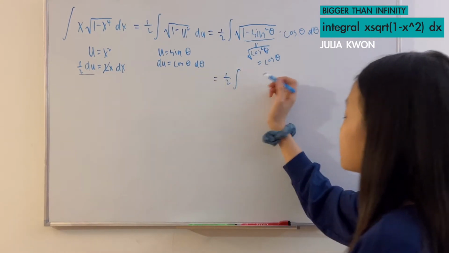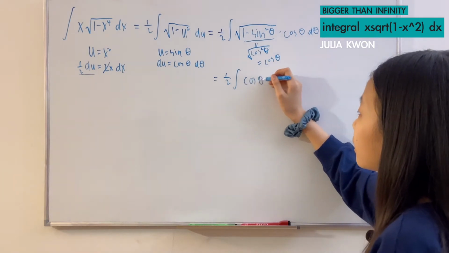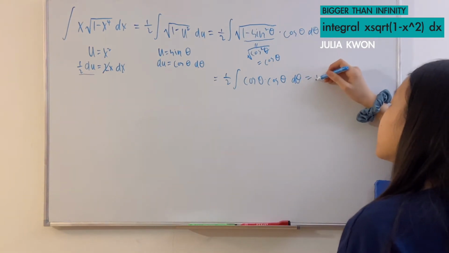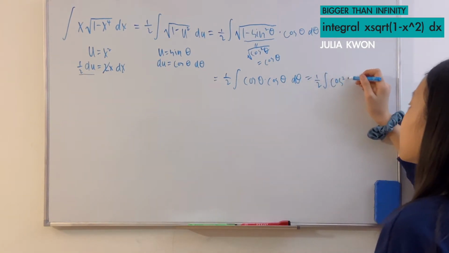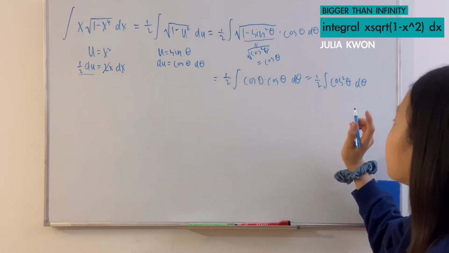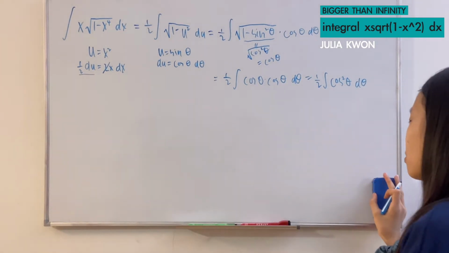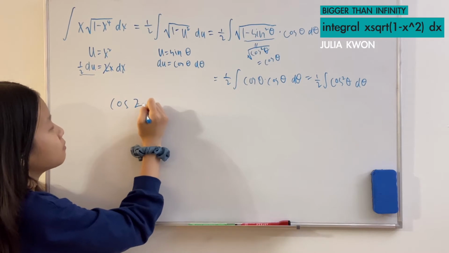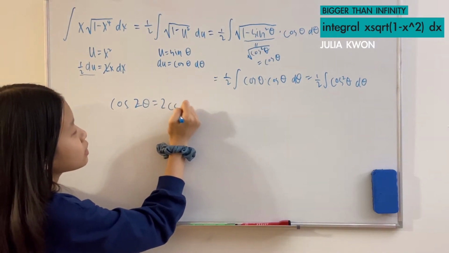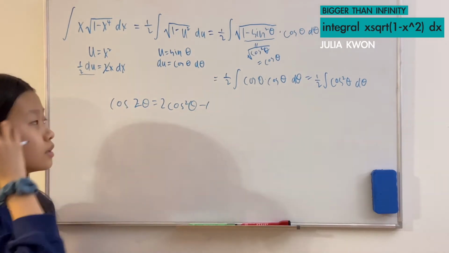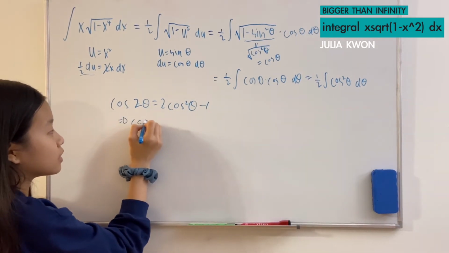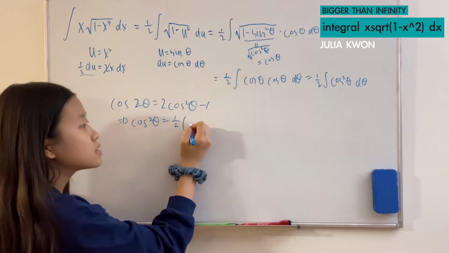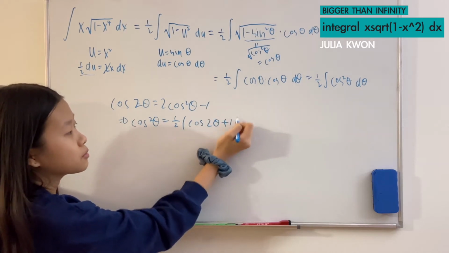That would give us 1/2 times the integral of cosine theta times cosine theta d theta. We can multiply these together to get cosine squared theta d theta. To solve for the integral of cosine squared theta, we'll have to use cosine 2 theta, which is equal to 2 times cosine squared theta minus 1. Solve for cosine squared theta, and you'll have 1/2 times cosine 2 theta plus 1.